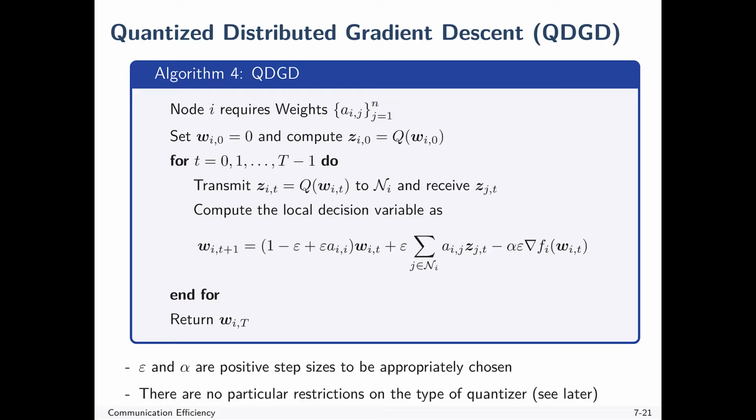Then for every iteration, the node updates the local decision variable at node i at time t plus 1 with this equation. This equation is almost identical to the distributed gradient descent that we have already seen, except that I'm using z_j^t, that is the communicated variables from my neighboring nodes, and these variables are quantized.